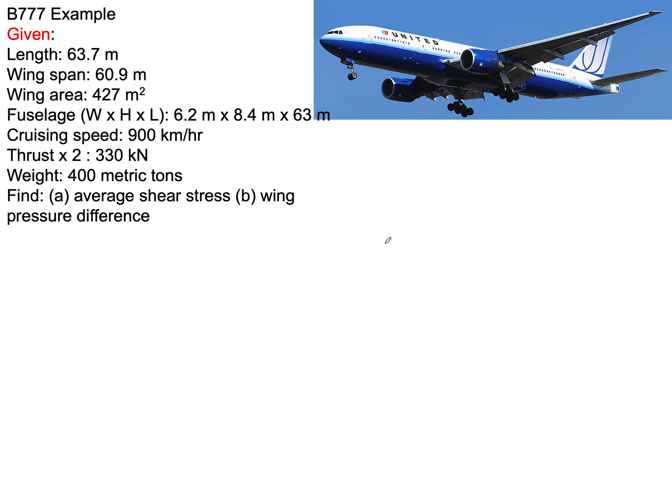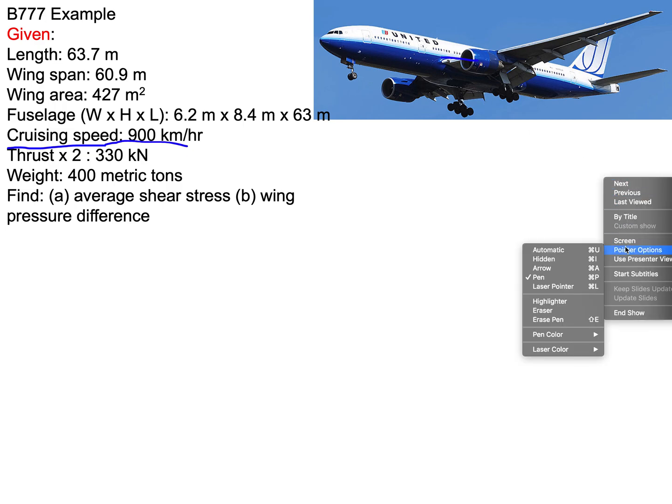Here is another example that I would like to discuss with you, which is a flying airplane. You have an airplane that's cruising, which means it's keeping a constant altitude at 900 km per hour. It has engines that provide thrust force. So let's just change the color so you can see it.